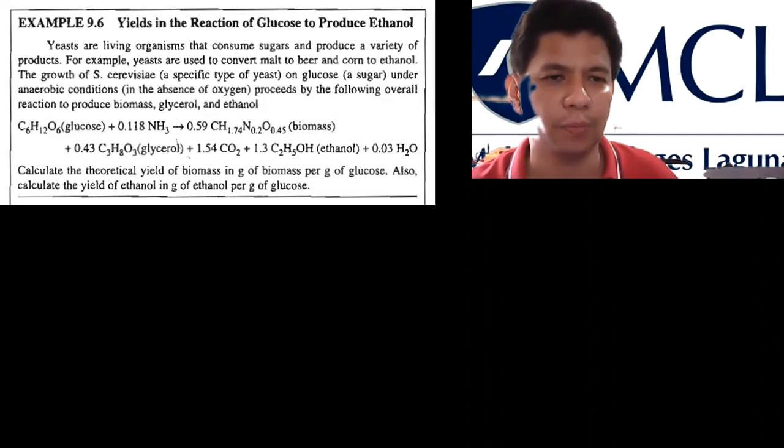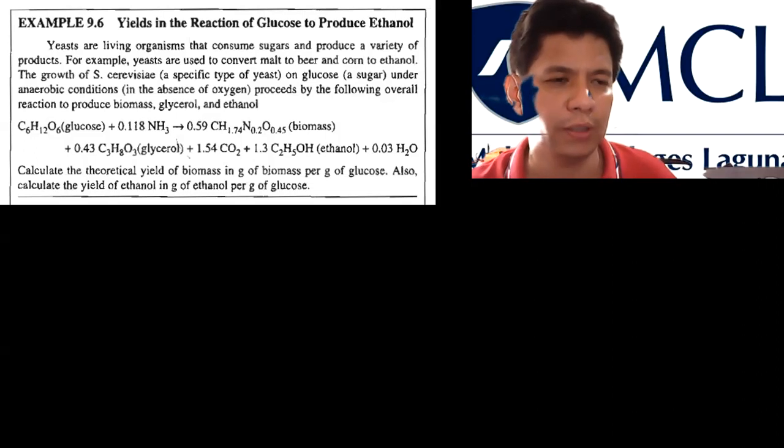Yields in the reaction of glucose to produce ethanol. Yeasts are living organisms that consume sugars and produce a variety of products. For example, yeasts are used to convert malt to beer and corn to ethanol. The growth of S. cerevisiae, a specific type of yeast, on glucose, a sugar, under anaerobic condition, in the absence of oxygen, proceeds by the following overall reaction to produce biomass, glycerol, and ethanol.